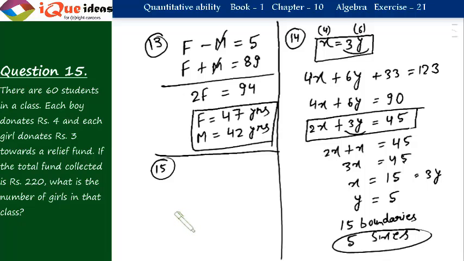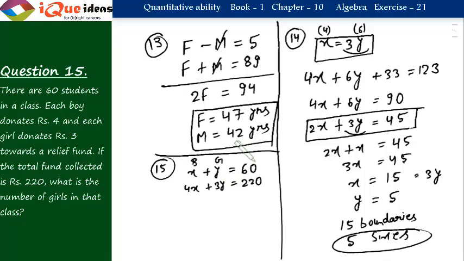I'll directly say the number of boys is X, and number of girls, let's say, is Y. So X plus Y is equal to 60, total number of students. And the second equation: if each boy donates 4 rupees, so X boys will donate 4X rupees. Each girl donates 3 rupees, so Y girls will donate 3Y rupees, and that is equal to 220.